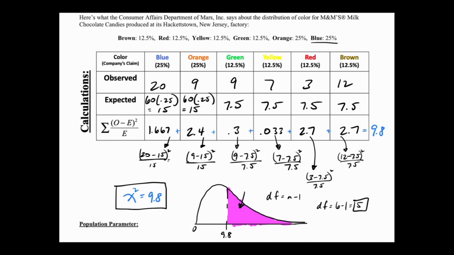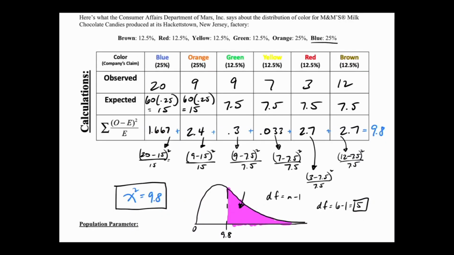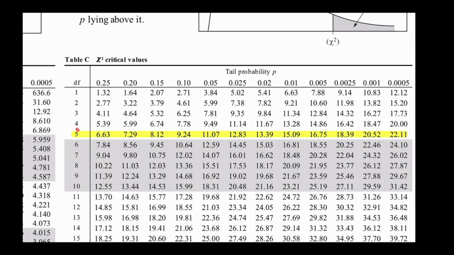So to calculate the percent in the pink there, we're going to go find our chi-square. So 5 degrees of freedom, 9.8. So 9.8 is in between these two guys. So we go straight up. Let me highlight that. Okay. The top is the percent. So we are in between 5 and 10%.